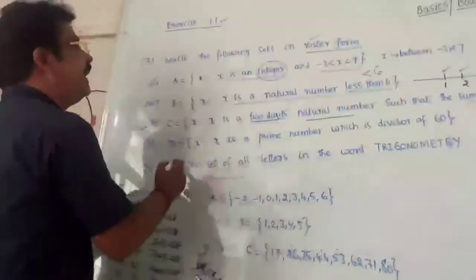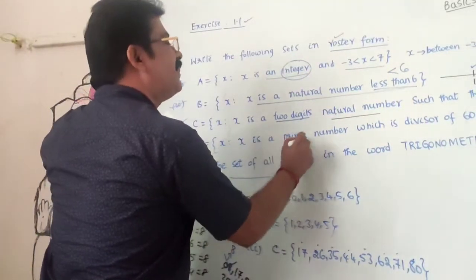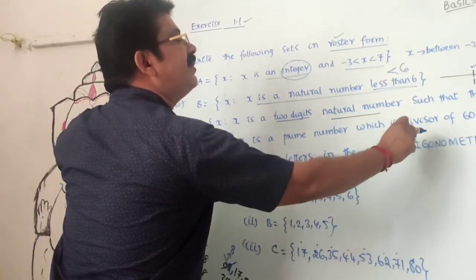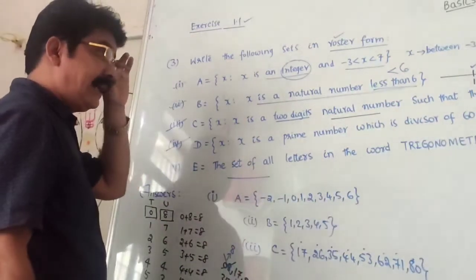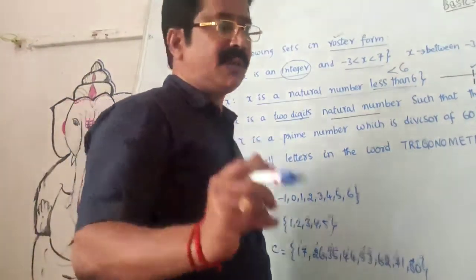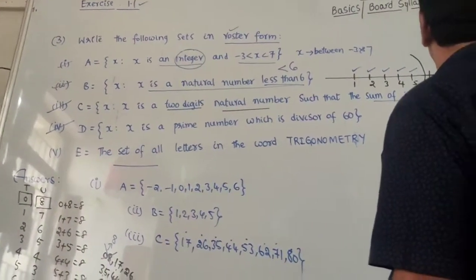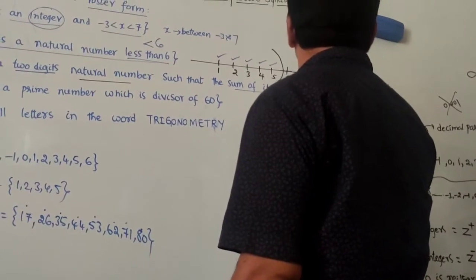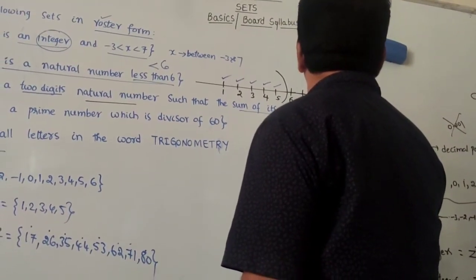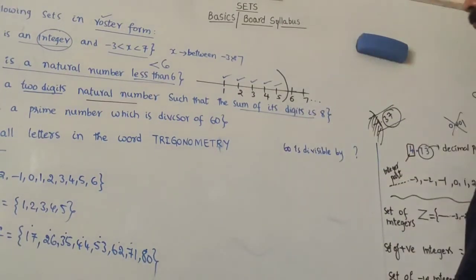Next, D. Number 4. D. X is a prime number which is a divisor of 60. Divisor of 60 means I am asking one simple question. 60 is divisible by what? Divisible by what?